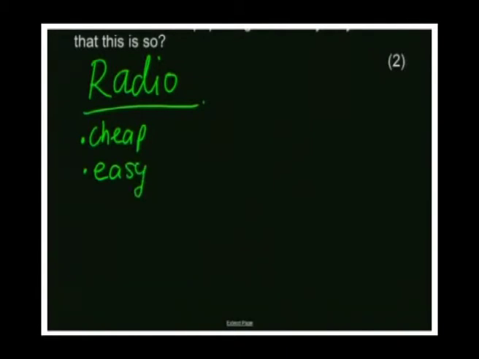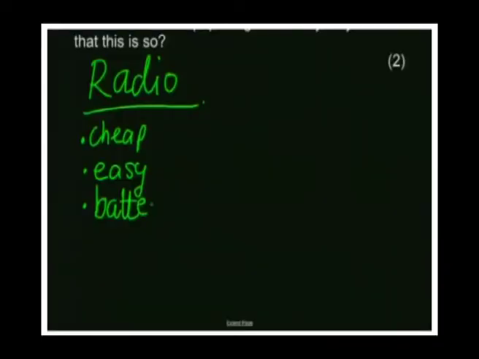Radios are easy. You don't have to have a satellite dish to plug into a TV. You don't have to get signal for it. Most places in the whole country have radio signal very easily. A third reason is that some radios, and quite a few radios, can run on batteries. So in rural areas where there's no electricity supply, you can still have a fully working radio that runs on batteries. Let's have a look at the next question.